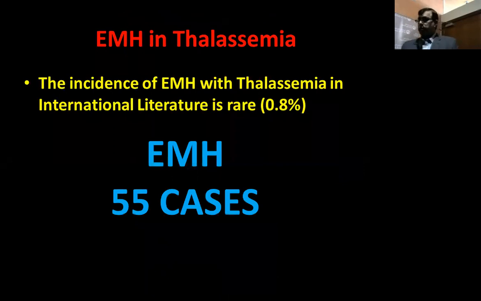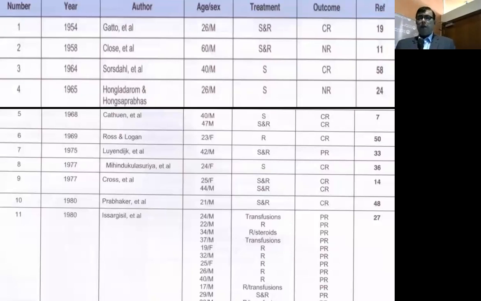So how many cases are there in thalassemia? The incidence is not that high, it is rare to have extramedullary hematopoiesis causing cord compression. It's very rare. And I looked into the literature and I found 55 cases. Only 55 cases of spinal cord compression due to extramedullary hematopoiesis. I put it to you in this frame, starting year 54.